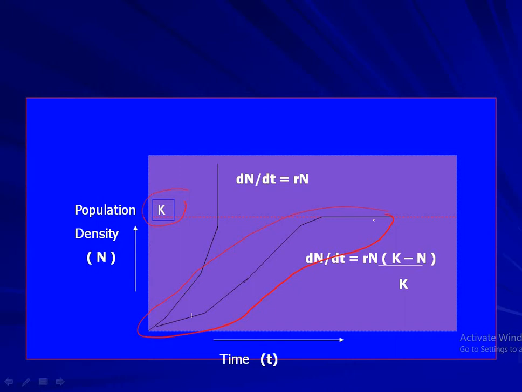Now there are three phases in logistic growth. The first phase, starting from here to this point, is called the lag phase. Then from here to here, it is the log phase. And the third phase is the stationary phase.